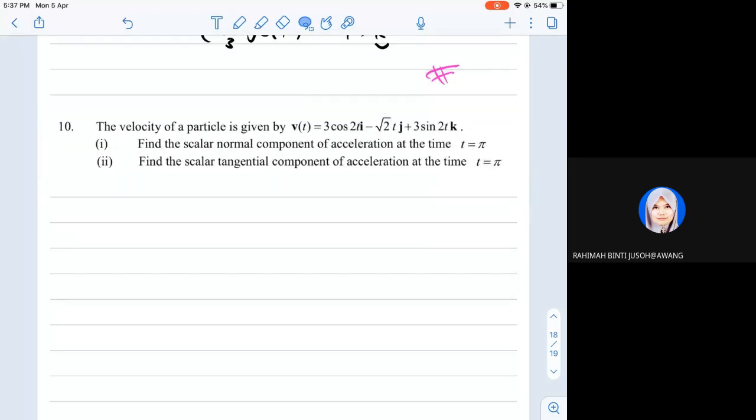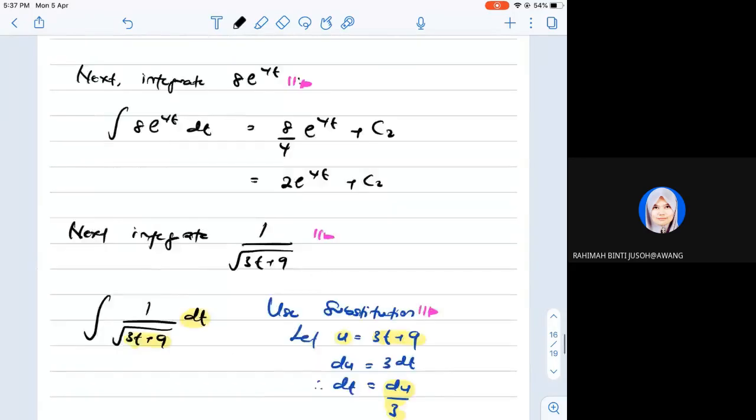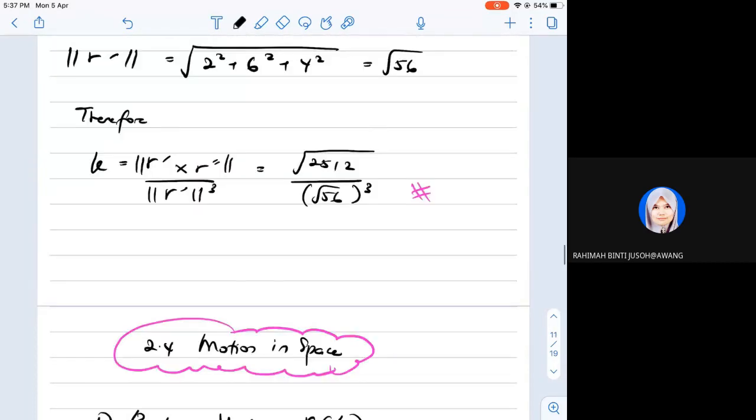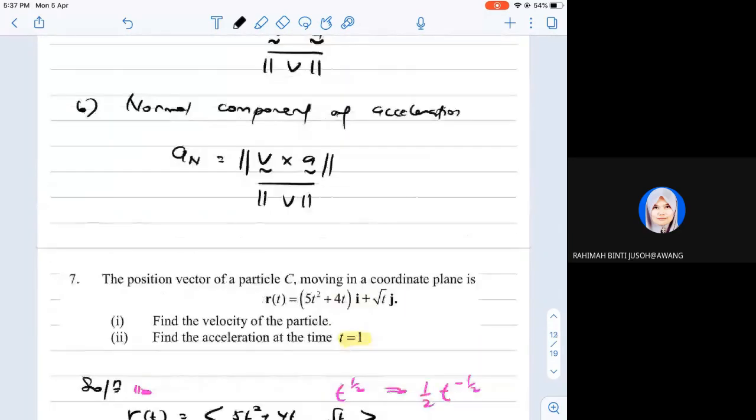Okay. So, question number 10. Alright, so now normal component. Question number 1. Normal component AN equals to magnitude of V cross A divided by speed. Okay, formula tadi.